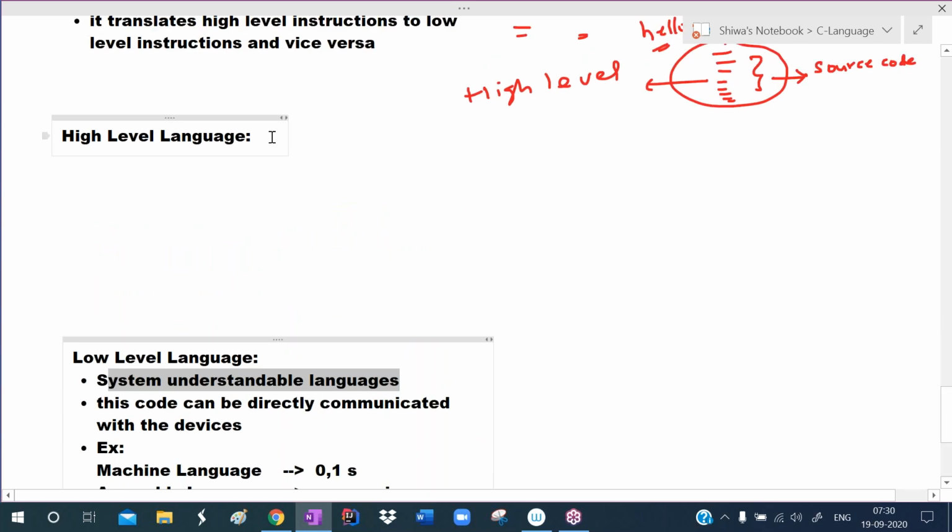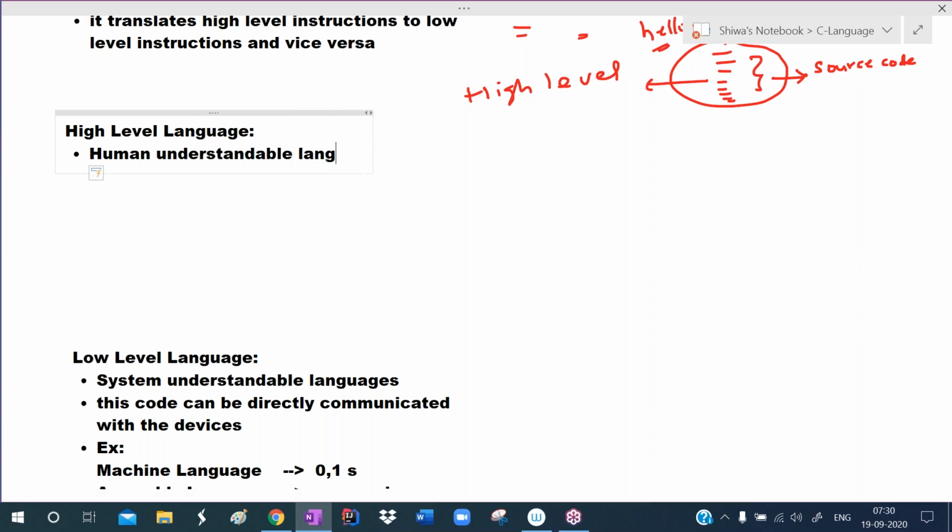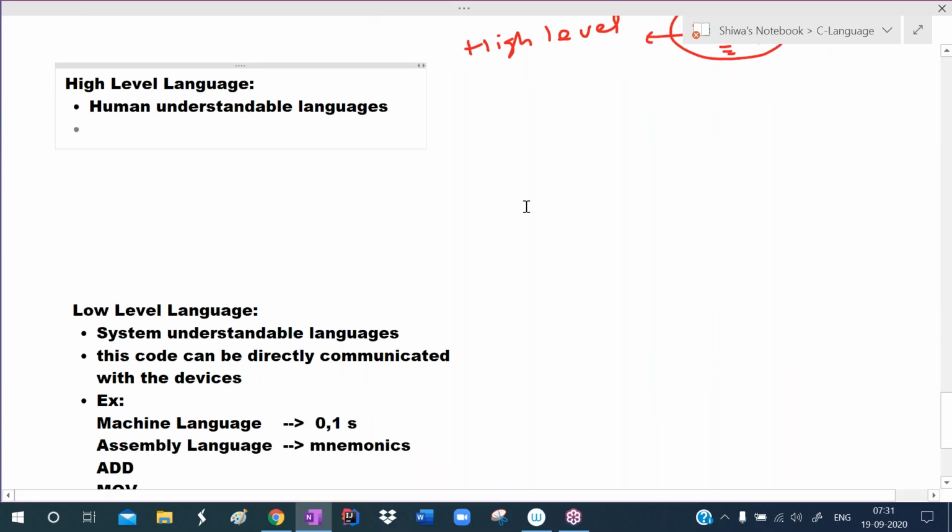Then what are high level languages? High level language means human understandable. So low level languages are the system understandable languages. High level languages are the human understandable languages. So these are user friendly, programmer friendly languages. We can understand this code. We write this code. High level language is a human understandable language.